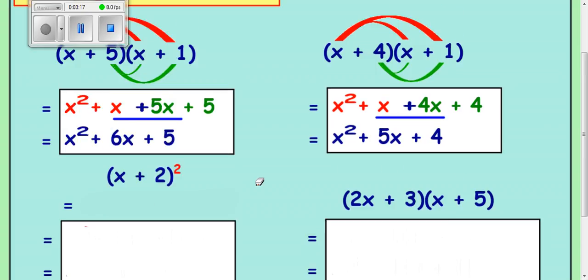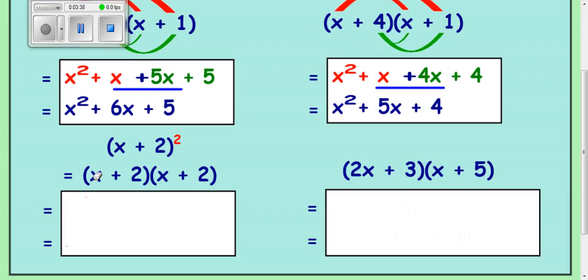Now sometimes you'll see something like this, x plus 2 squared. To square something means you just multiply it by itself. So you can rewrite that as that there. A common mistake here is to say that's x squared plus 4 and just square the x and square the 2. But you need to write the brackets out side by side. And then you do the same process. You start with the x.